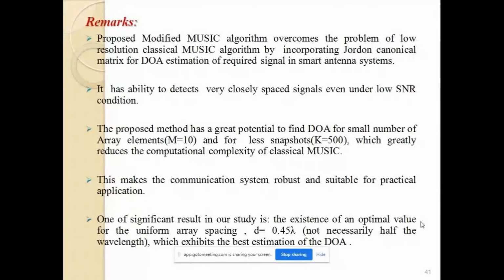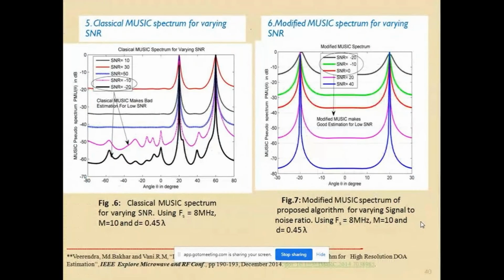The next important remark is that this method makes the communication system robust and suitable for practical application. Why is the proposed method suitable for a communication system? Why is it robust? Because of the signal to noise ratio. In the previous slide, we have understood these things.